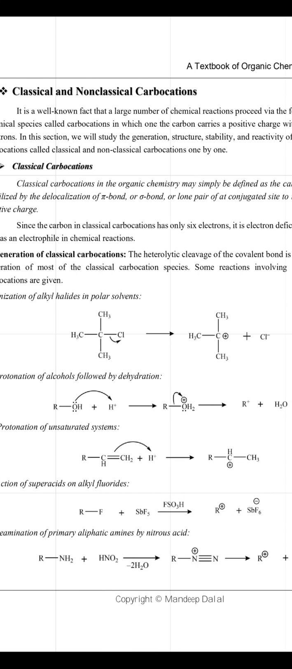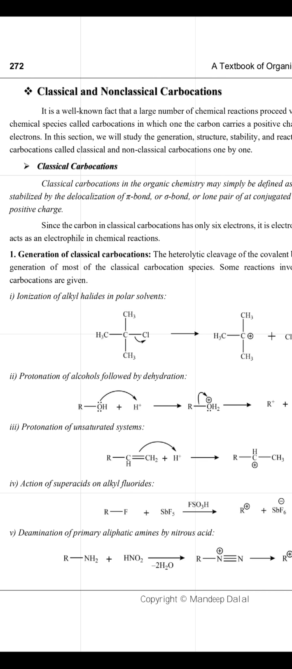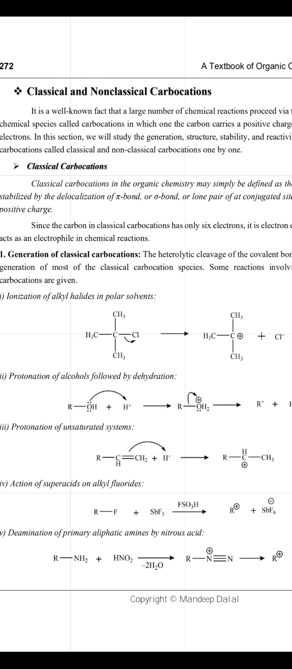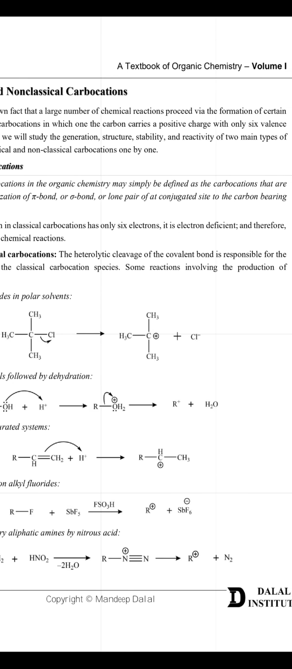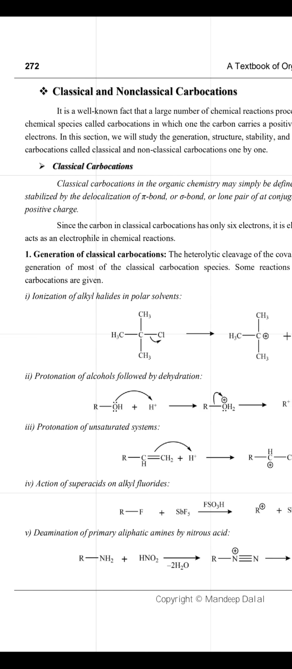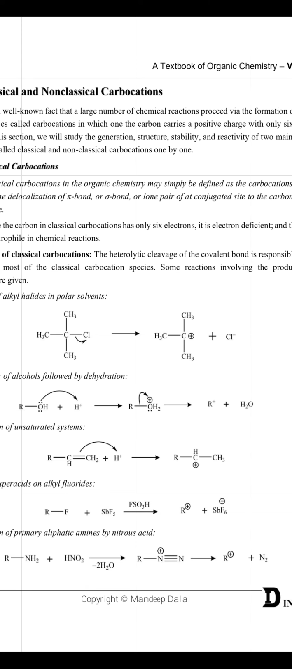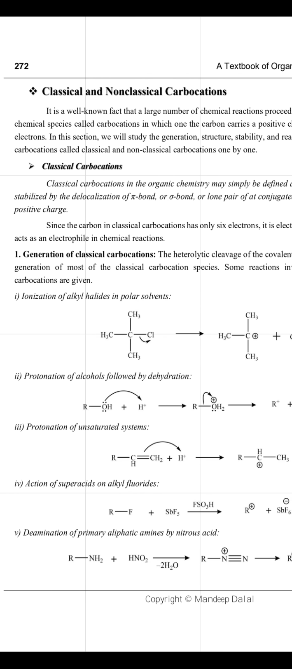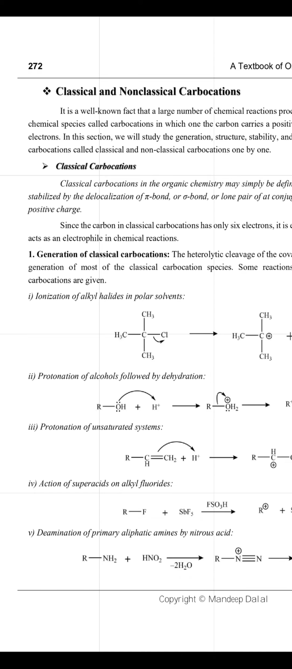A large number of chemical reactions proceed via formation of certain chemical species called carbocation, in which one of the carbons carries a positive charge with only 6 valence electrons. In these sections, we will study the generation, structure, stability, and reactivity of two main types of carbocation called classical and non-classical carbocation one by one.